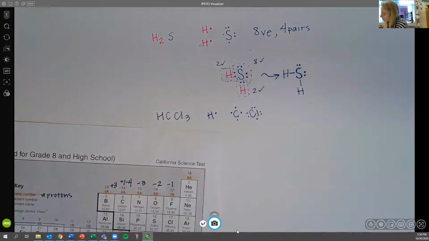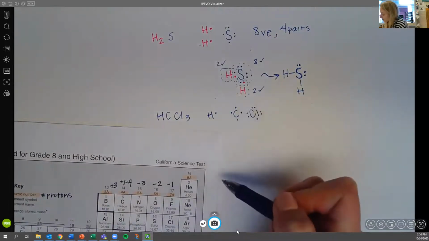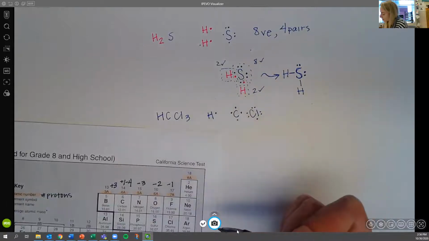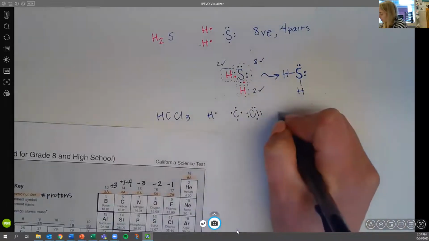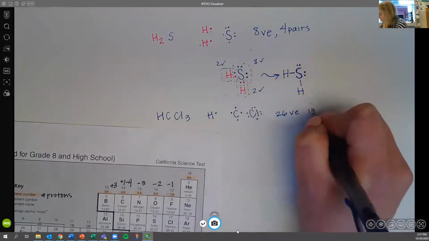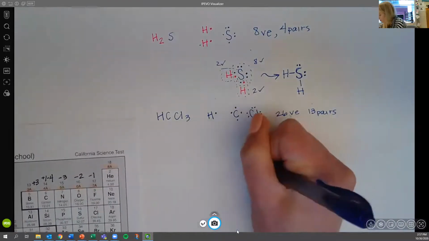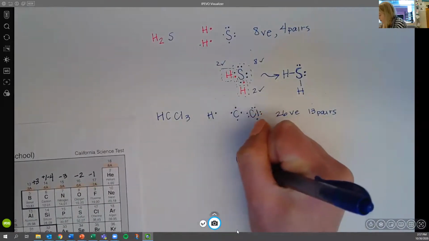So it looks something like that. And we have 3 chlorine, so 3 times 7 is 21, plus my hydrogen is 22, plus my carbon is 26. So I have 26 valence electrons, which is 13 pairs. And remember, Mrs. Kemp said, always put carbon in the middle. So I'm going to put carbon in the middle.